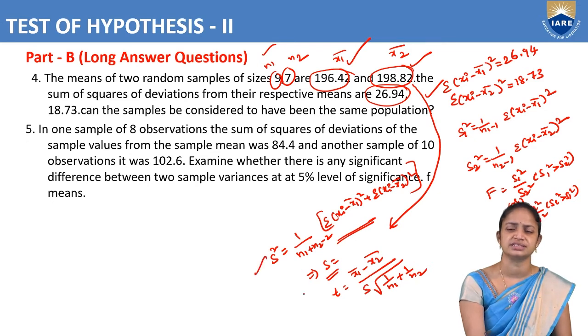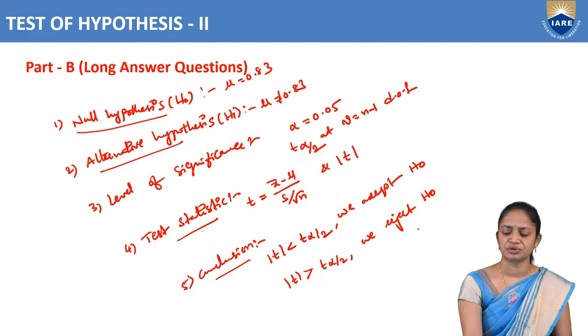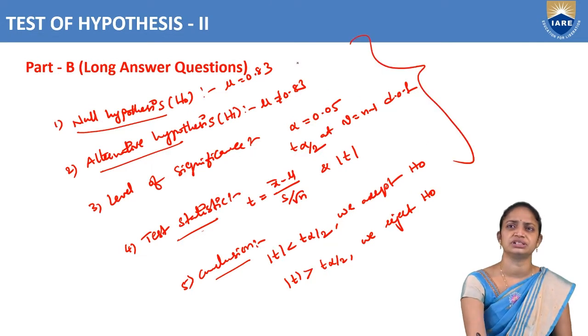So that is the variance s square, and from that we can calculate the standard deviation s. s into 1 by n1 plus 1 by n2. What is n1? n1 is 9 and n2 is 7. So the procedure is the same, and we have to follow this procedure only.